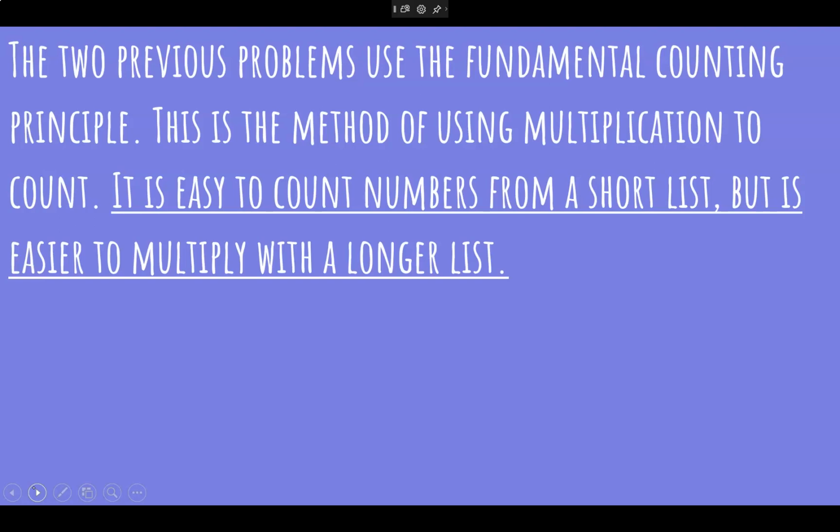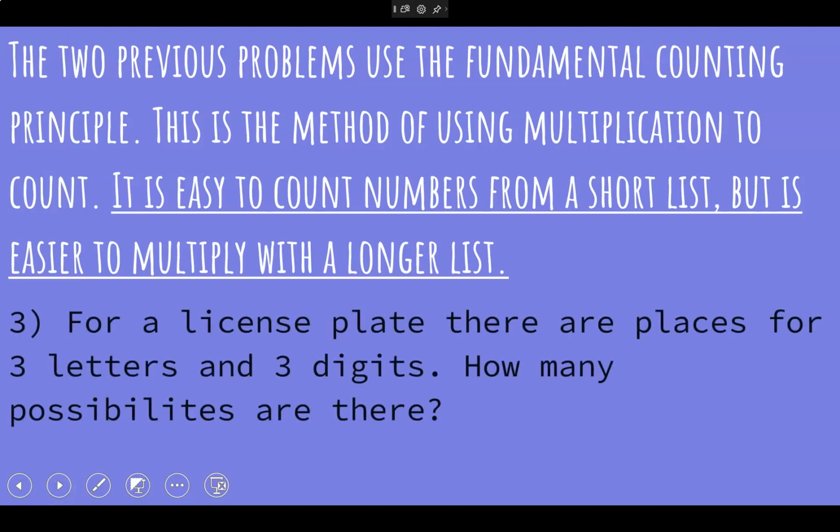The sandwich one is a little bit more complicated, with more stuff going on. So when things get more complicated, multiplying is kind of the only way to go. It is easy to count numbers from a short list, but it is easier to multiply with a longer list. My next example is about license plates.